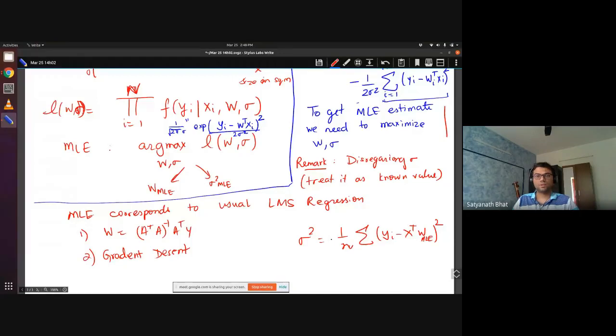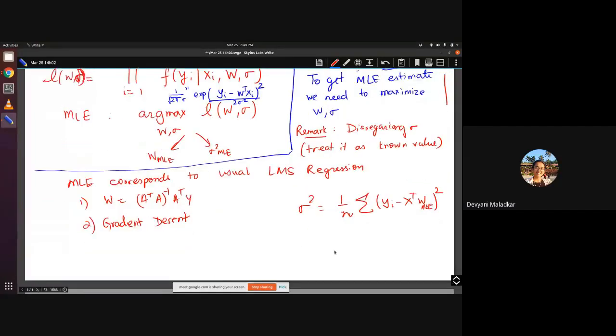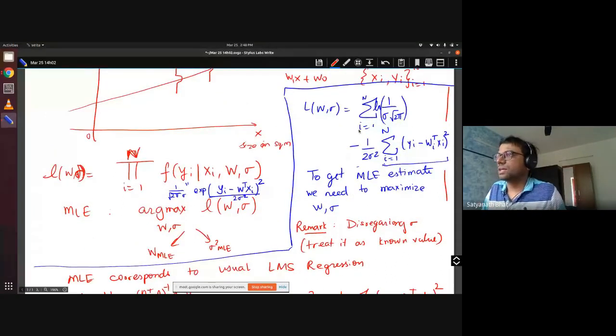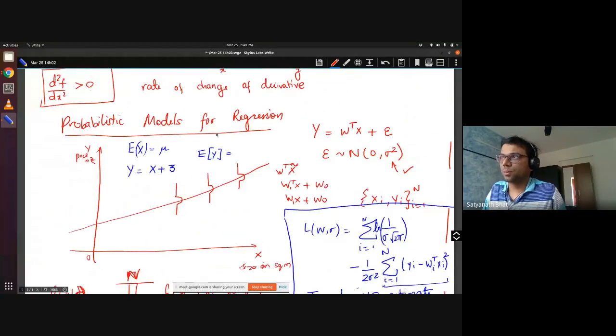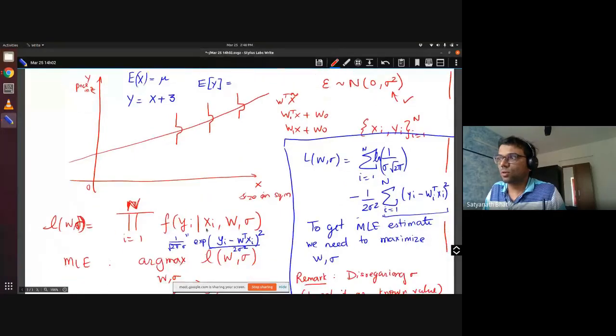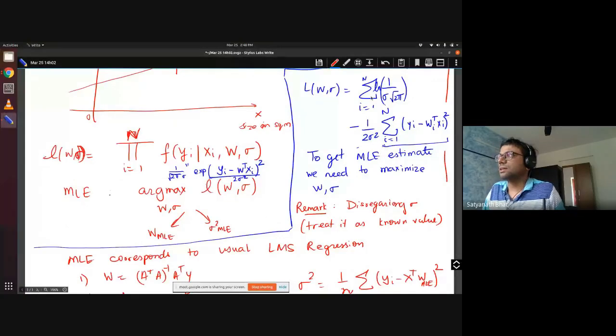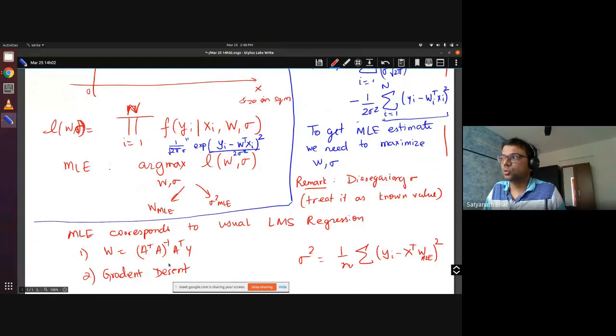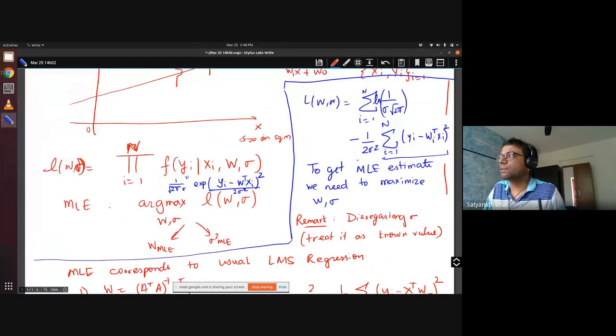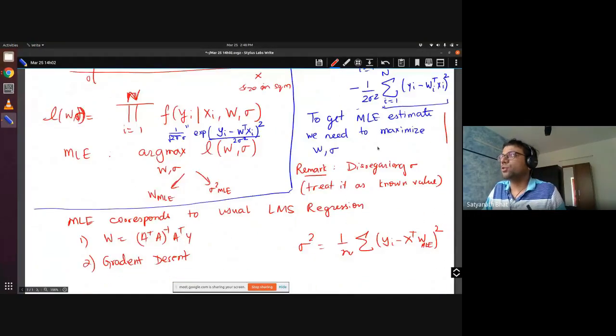Devyani, would you like to make a guess? I didn't understand the question. So the question is, we have gone to an alternate model, which is a probabilistic model for regression. All these steps, I hope you have understood. Yes, sir. All right. What we understood is that the MLE estimate for W is the same as LMS regression. But there is an additional parameter sigma square, which we can get by taking the derivative of this with respect to sigma. If you do this arithmetic well, you will get this. Now I am asking, what is the benefit of learning this?